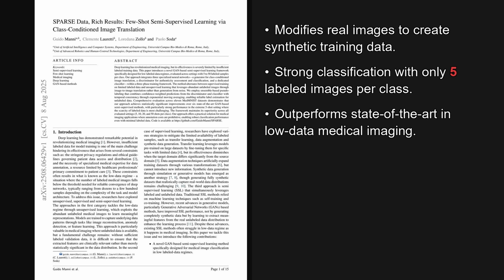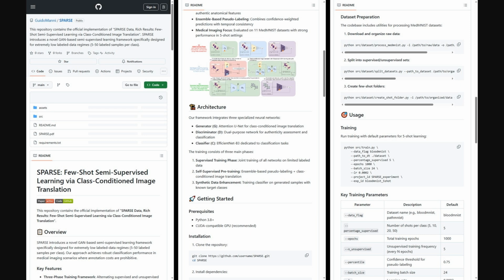It achieves this using a clever semi-supervised learning approach, which combines a small set of labeled images with many unlabeled ones, using a specialized AI system. Also, the authors shared their official implementation on GitHub. If you check it out, you'll find the full source code, along with detailed instructions on how to prepare the MedMNIST datasets and run the training scripts yourself. It looks really well documented for getting started with your own experiments.